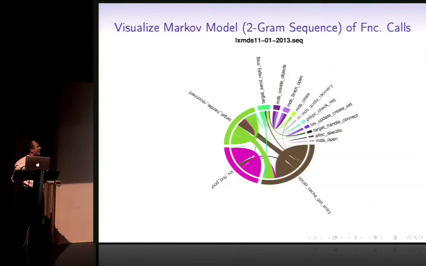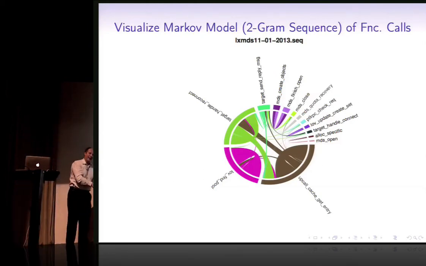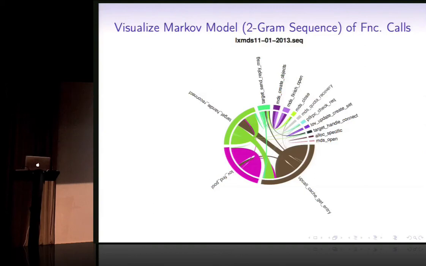Now comes another interesting thing. What happens if we visualize the Markov model, not hidden? Again, you give me the logging data for 1 month for a certain machine, LXMDS11. I extract the sequence of function calls and train the model not hidden. So I don't have the emission matrix, I only have the transition matrix. Then I visualize this with the chord diagram.